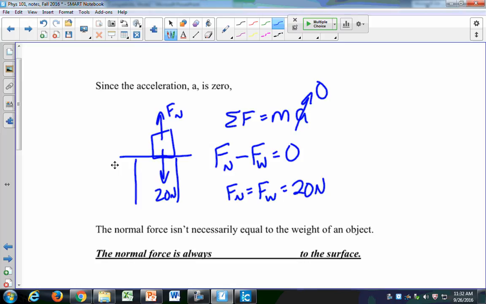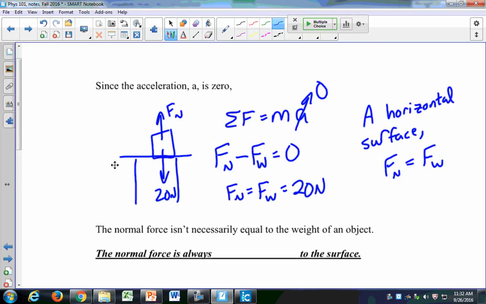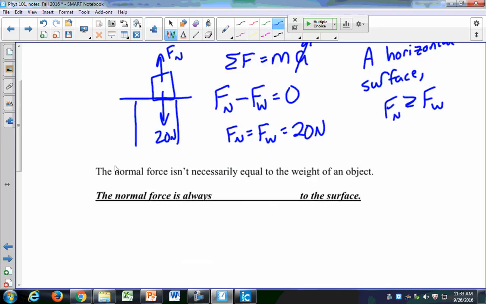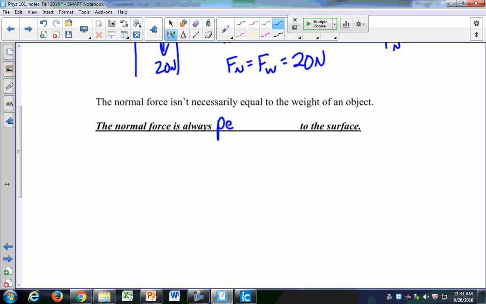So anytime you have a horizontal surface, Fn will be at least equal to the weight. In some cases, we'll see that it's actually bigger than. So I'm going to write it like that. Anytime you have a horizontal surface, the normal force is either equal to or greater than the weight of the object. There would have to be other forces at play. If you just have a single force, the weight in this case is going to be equal to it. The normal force is also always perpendicular to the surface.